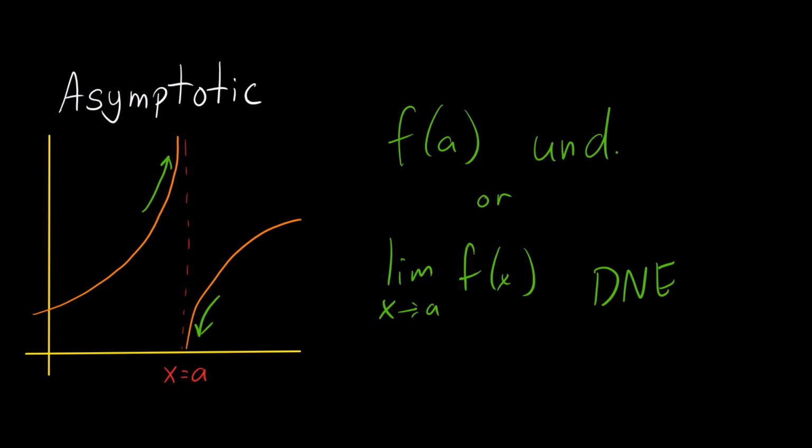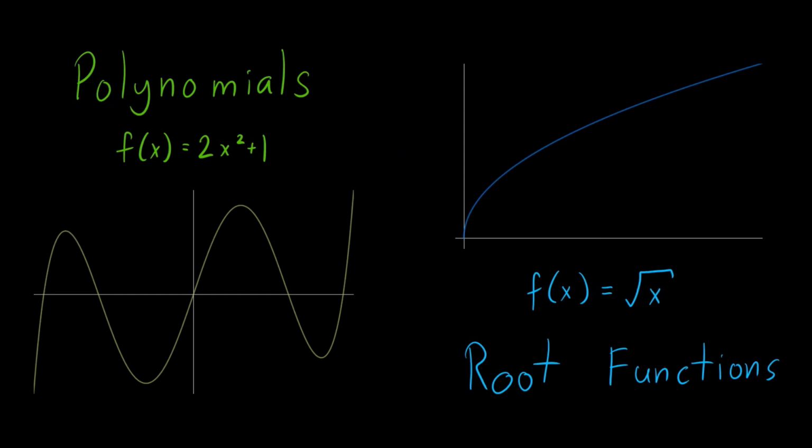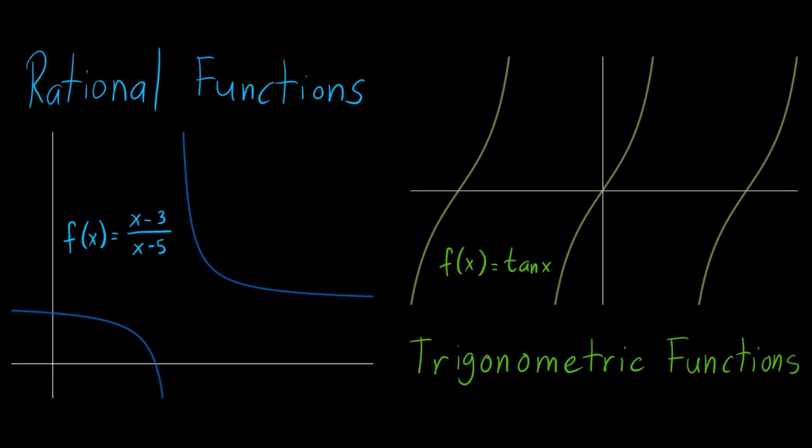There are certain classes of functions that are continuous for every x value in their domain. Polynomials are an example, where we have functions like f of x equals 2x squared plus 1, or something like the green graph you see. They're continuous for all x values. Root functions are also an example, like f of x equals the square root of x. For all x values in their domain, they're continuous. The same applies for rational functions like f of x equals x minus 3 over x minus 5. They're continuous for all x values where you don't divide by 0.